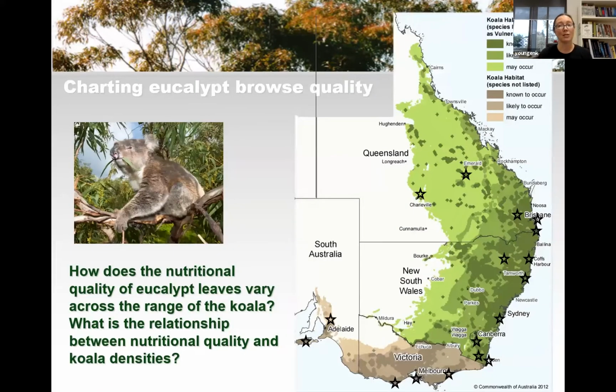That brings me to a project that our lab undertook a few years ago to look at how the nutritional quality of eucalypt foliage varied across much of the range of an iconic eucalypt folivore, the koala. Although the focus of this project was on koalas and koala habitat, the nutrients and secondary compounds that we measured are also important to varying degrees to other marsupial folivores like greater gliders and brushtail and ringtail possums.